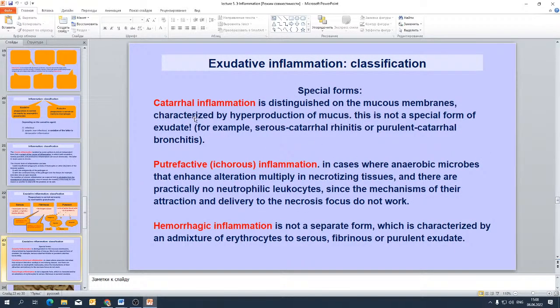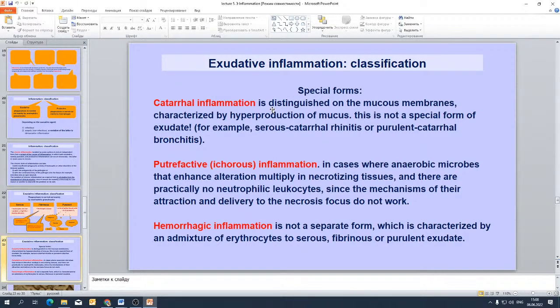Then special forms. Catarrhal inflammation is distinguished on the mucous membranes, characterized by hyperproduction of mucus. This is not a special form of exudate. For example, serous catarrhal rhinitis, or purulent catarrhal bronchitis. Very often mixed: serous and catarrhal, purulent and catarrhal, very often a mixed form.